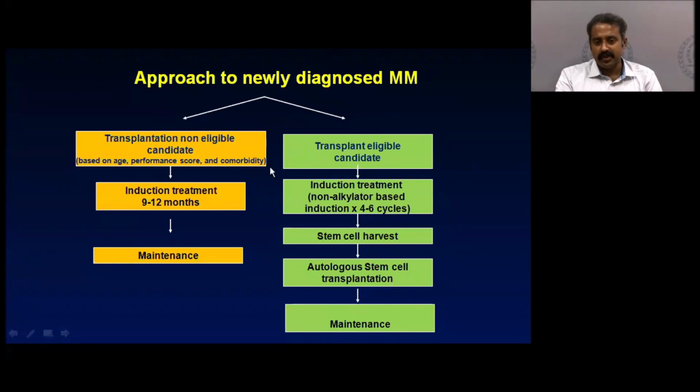If the patient is transplant eligible, you need to give induction treatment. It's very important to understand that you have to give a non-alkylator based induction treatment, which means you need to avoid melphalan, because melphalan can hamper the stem cell mobilization. This has to be given for 4 to 6 cycles. Once induction therapy is over, stem cell harvest has to be done and autologous stem cell transplantation can be done. Even after a transplant, the patient with multiple myeloma will need a long-term maintenance therapy.